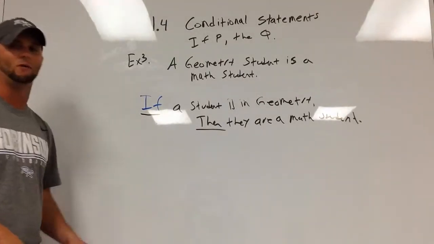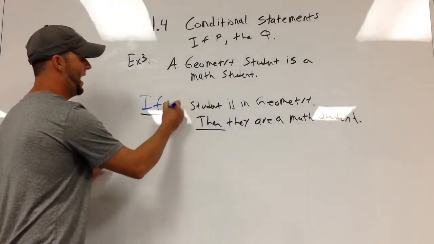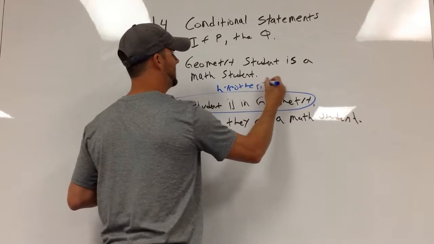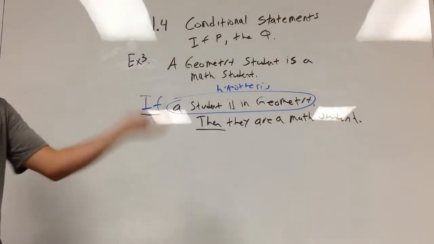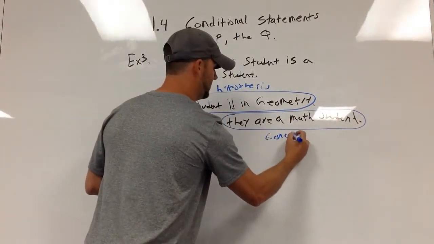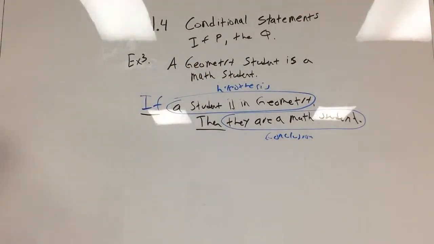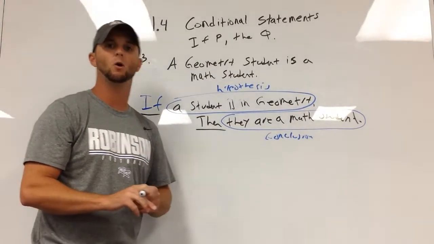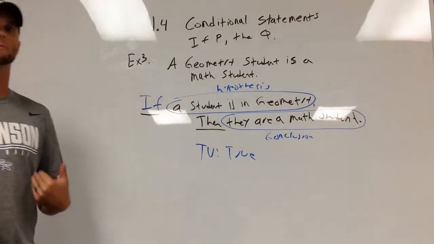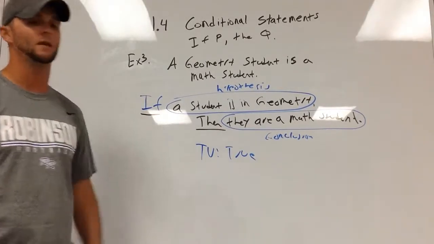Now let's point out my hypothesis and my conclusion. Anything after if is always your hypothesis, so this is my hypothesis, and you're going to write that down in your notes. Anything after then is always your conclusion, so right here, this is my conclusion, because it comes after then. Let's check my truth value. If a student is in geometry, then they are a math student. I'm going to say the truth value is true, because if you're in my geometry class, then yes, you are a math student. So that, ladies and gentlemen, is example number 3.